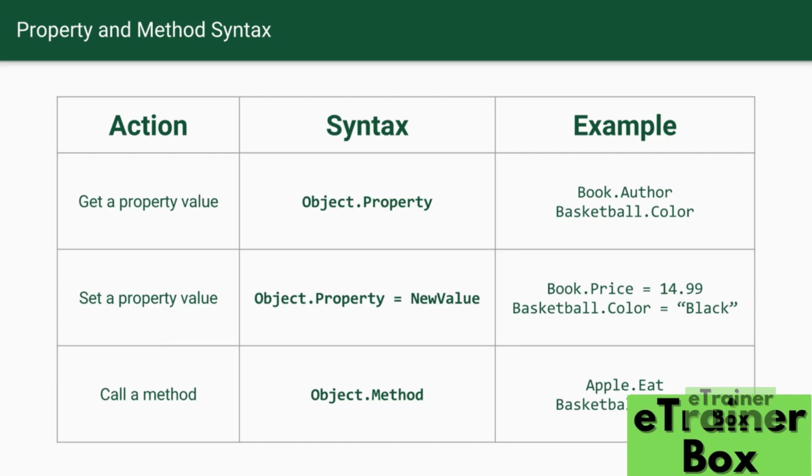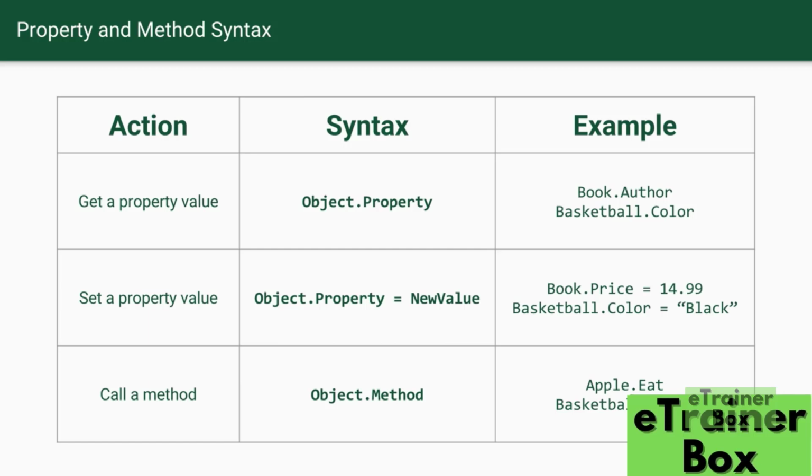If we do just book.price, we're going to get the current price property of a book, which is going to be some kind of number. If we want to overwrite that, if we want to set the price property to something different, we do book.price equals, and on the right-hand side, the new value, which let's say arbitrarily is $14.99.